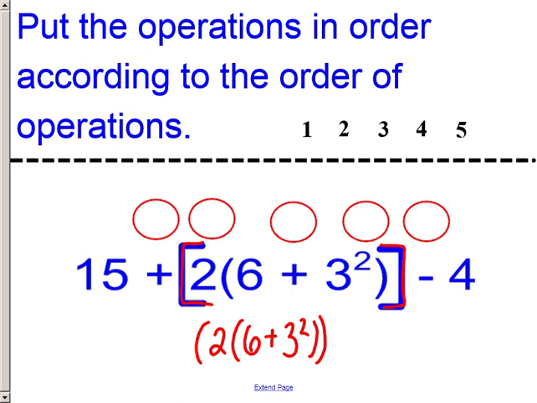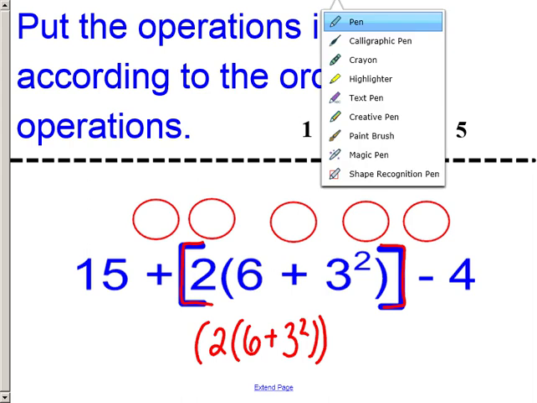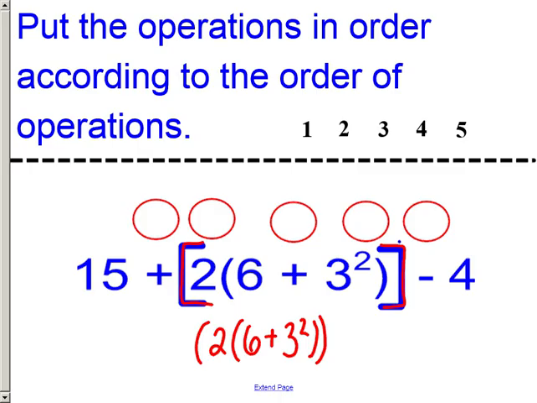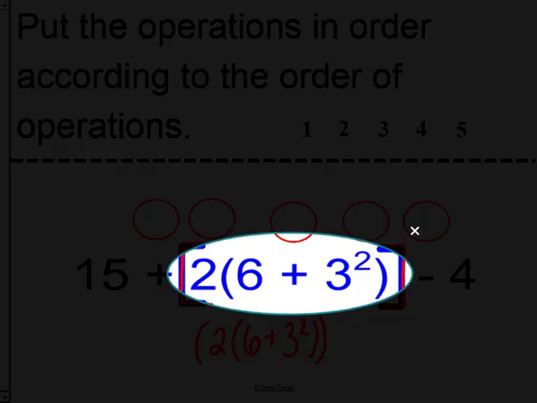but there is more than one thing inside of those grouping symbols. So I actually need to look at all of this together and decide what it is that I'm going to do first. So when I look within those grouping symbols, I notice that I actually have another set of grouping symbols inside of that. And that's where the 6 plus 3 squared is.